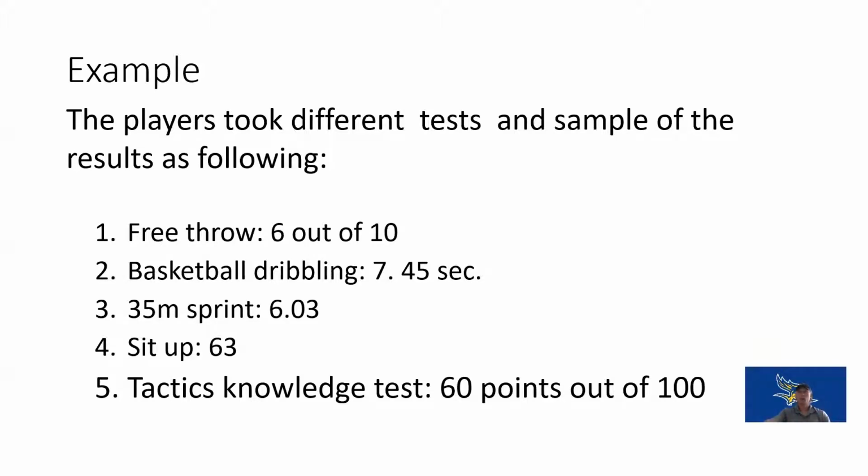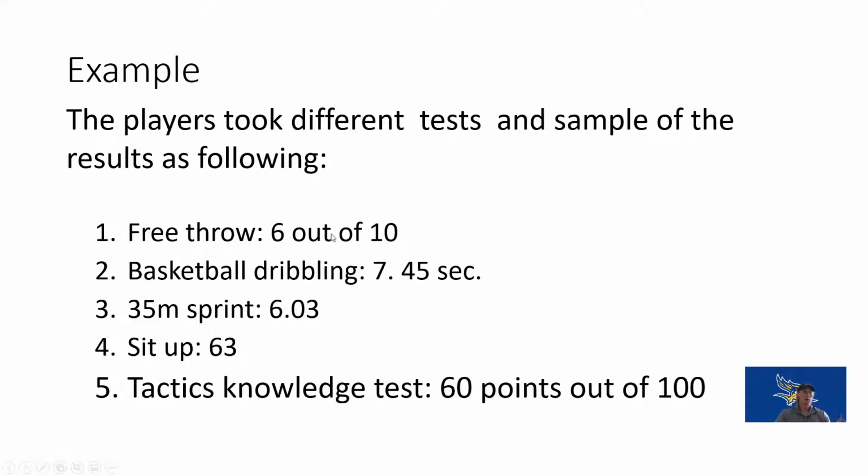But how do we compare these? Okay, how do we look at these from a similar perspective? Can I compare 36 sit-ups to a 6.03 second 35-meter sprint? No, they're in different units. Sit-ups is in number of repetitions, 6.03 is in seconds. Basketball dribbling, this is in seconds, so I can compare the 2, but those are different tests. Okay, one's dribbling, one's not dribbling. That's a huge factor when it comes to comparing those 2.